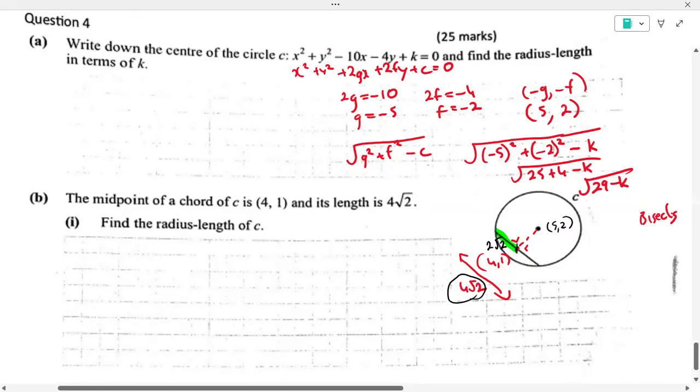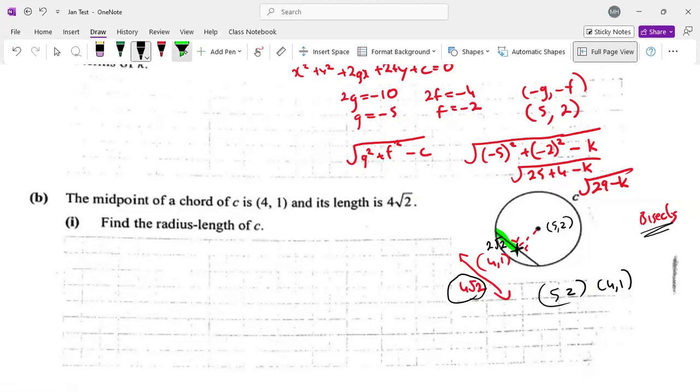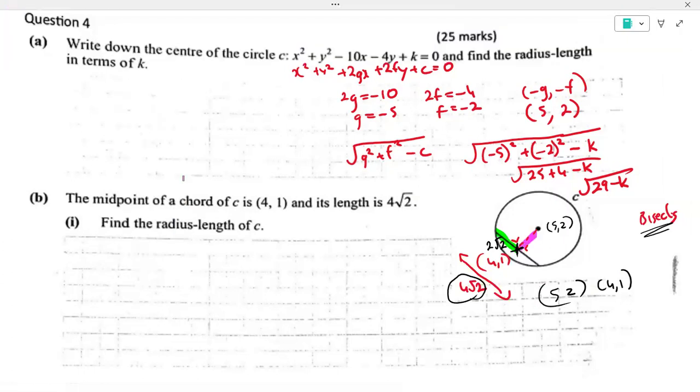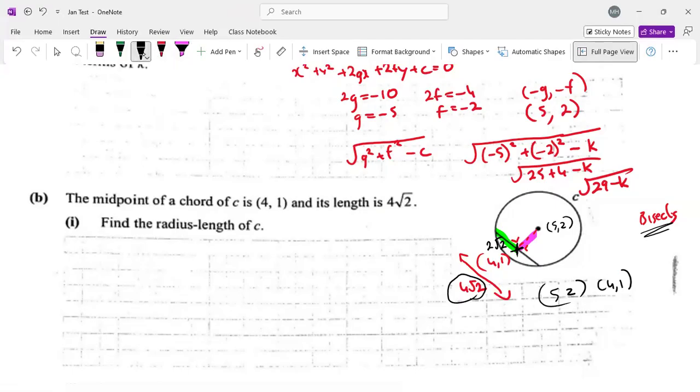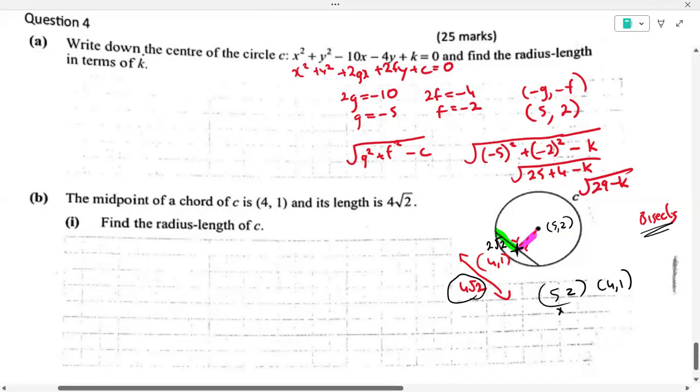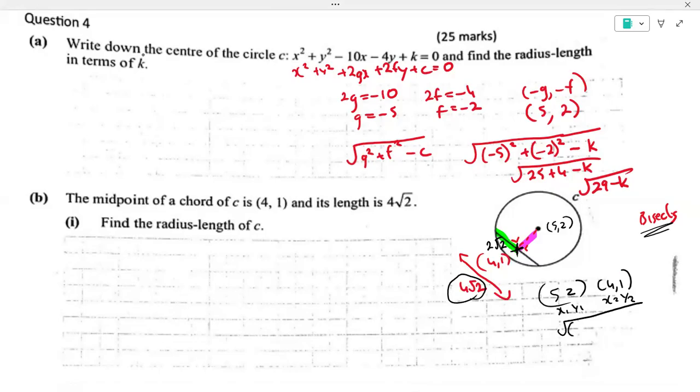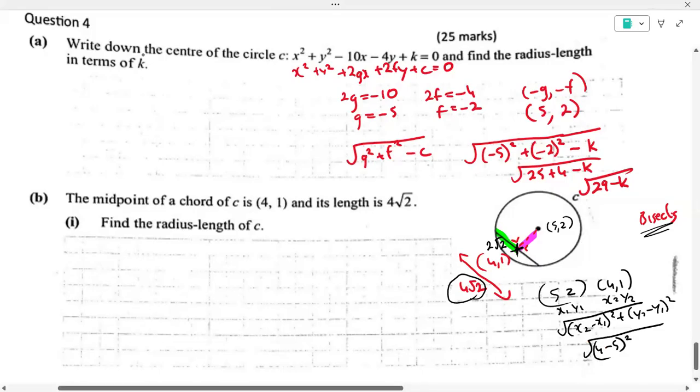And I know that the point right there is the midpoint, and it's definitely the midpoint because remember it bisects. So if I can get the distance from (5, 2) to (4, 1), well, then I've also got the distance from here to here, the pink part. So when I put that into my distance formula, let's label it. So x1, y1, x2, y2, and I do the root of x2 minus x1 squared plus y2 minus y1 squared. You can actually put them in any order, so it doesn't really matter there.